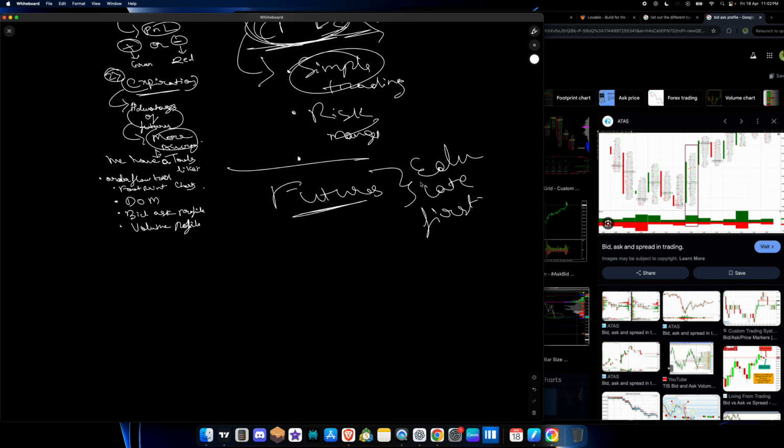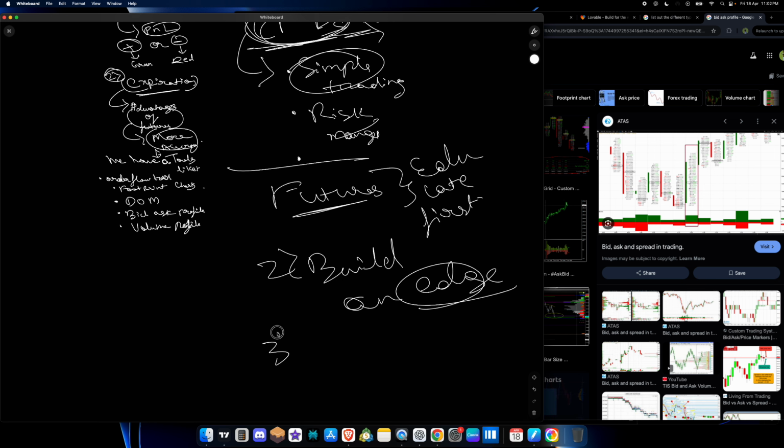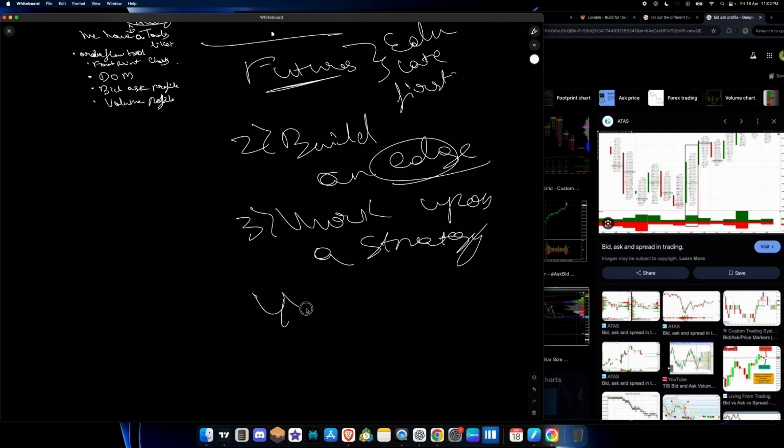So in futures, first is education, and second is build an edge. Basically, edge means you have to set up all kinds of tools, whether it's depth of market or footprint charts, etc. Then you have to work upon a strategy, then you have to backtest the strategy, and again, then you have to paper trade.